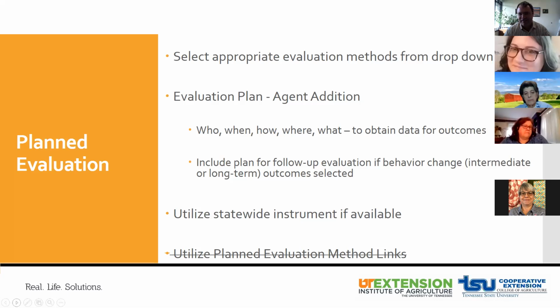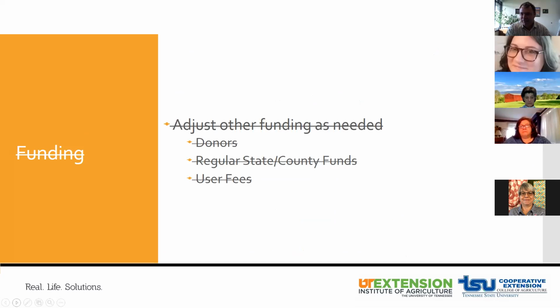And we do not have to worry about these planned evaluation method links. A lot of times in past years, I've seen where they are not active links anymore. So we've just eliminated those. If you ever have a problem finding a survey for an outcome indicator, feel free to contact one of the program leaders and we'll get what you need for you. We've eliminated funding. So the place to report funding is in your profile. And then you can also report user fees through the events entry that we just talked about earlier today.